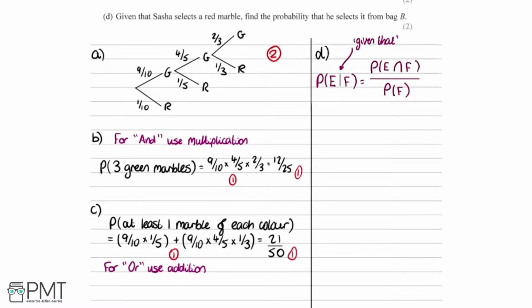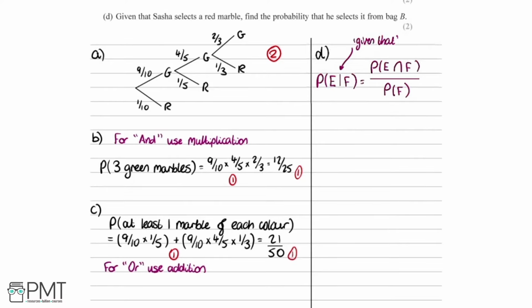Now part D says Sasha selects a red marble, and we need to find the probability that he selects it from bag B, and this is for 2 marks. So I've written down here from the formula booklet our conditional probability formula. And in the formula booklet it's using the letters A and B. However, in this case I've used E and F, so we don't get confused with bag A and bag B. However, it means exactly the same thing.